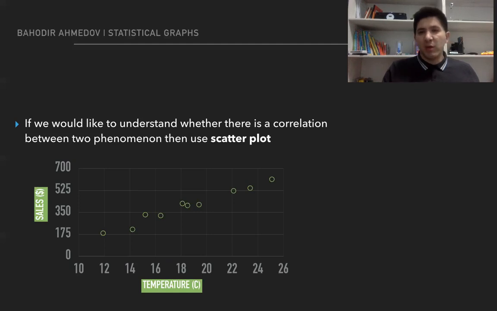Or for example, if you would like to understand the relationship between the number of hours you spend studying before the exam and your grade, you can get this data for lots of students and put it in a scatter plot and try to understand whether there is a correlation between the number of hours you spend on exam preparation and your results. Then, using the regression line, we can understand what exactly the correlation between the two phenomena is and use this line in order to predict new values.